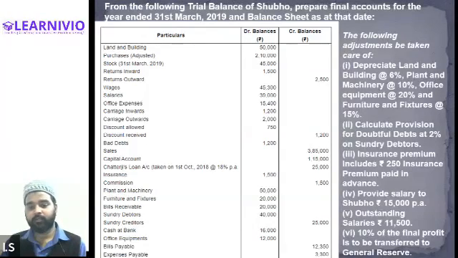Plus we will add the outstanding interest, since in the trial balance there is nowhere given that interest has been paid on this amount of loan. Tell me whether it is given or not. Answer is no. Sorry, interest is not yet paid on this loan. So we will have to charge the interest.